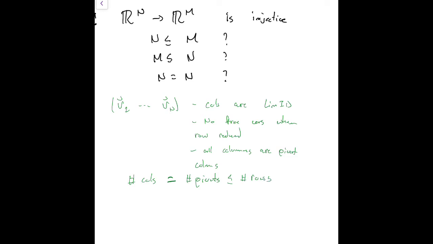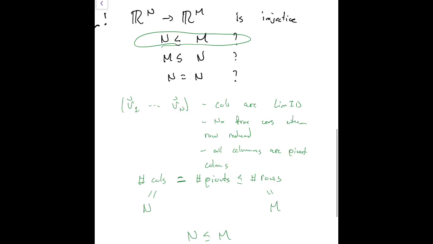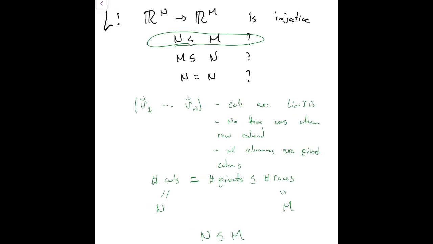So overall, this inequality says the number of columns is less than or equal to the number of rows. But there are n columns and there are m rows. So overall, this says that n is less than or equal to m. So it'd be this equation right there: n is less than or equal to m. So if a linear transformation going from Rn to Rm is injective, then n has to be less than or equal to m.